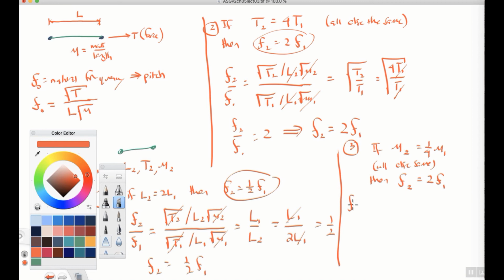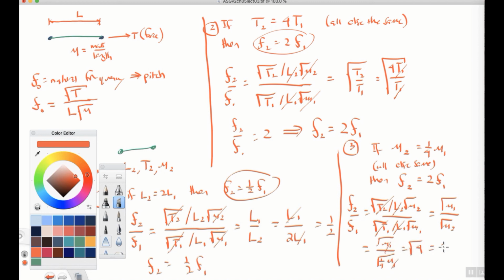Does this work? Well, let's do it once again. Let's find the ratio F2 to F1, T2 over L2 root mu 2, and T1 over L1 root mu 1. And if the tensions are the same and the lengths are the same, we are left with the square root of mu 1 over the square root of mu 2, because these were, remember, in the denominator of the denominator, so it comes to the numerator. And mu 2 is 1/4 mu 1, so mu 1 and 1/4 mu 1. The mu 1's cancel, and you get the square root of 4, which is equal to 2. In other words, F2 is equal to 2 times F1, which is exactly what we wanted.